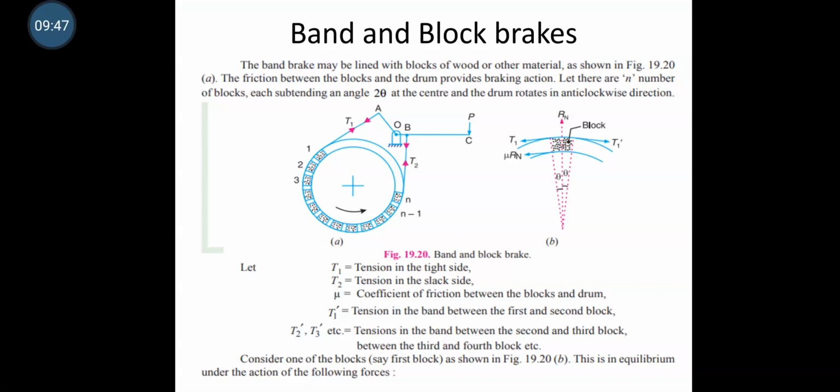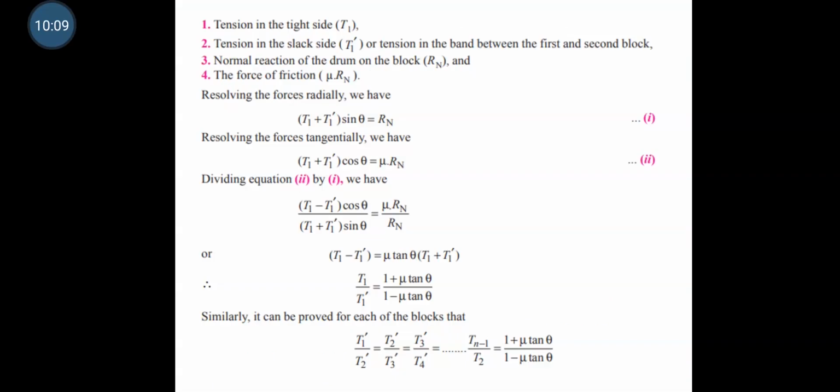Meanwhile, T2 dash, T3 dash, etc. are the tensions in the band between the second and the third block, between the third and the fourth block. We consider one of the blocks. In our case we consider the first block. Then this is in equilibrium under the action of the following forces. T1 is the tension in the tight side, T1 dash is the tension in the slack side, or tension in the band between the first and the second block. Normal reaction of the drum on the block Rn, and the force of friction mu into Rn.